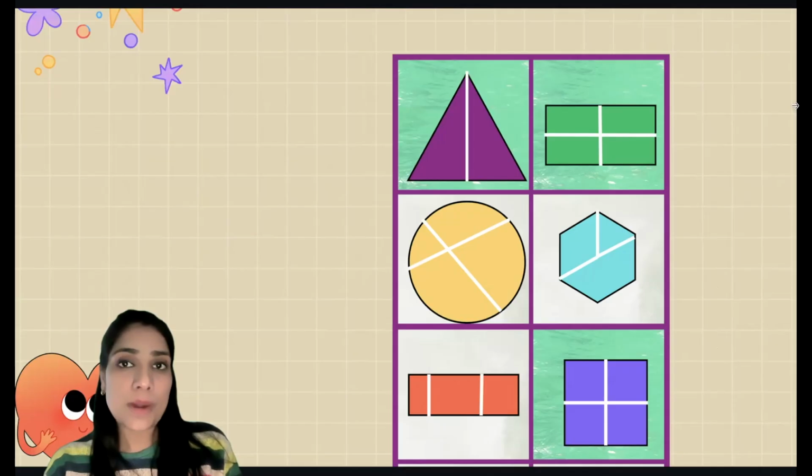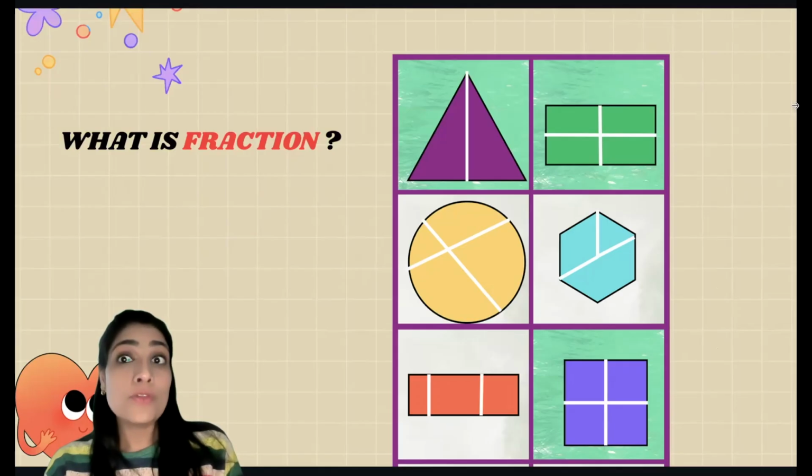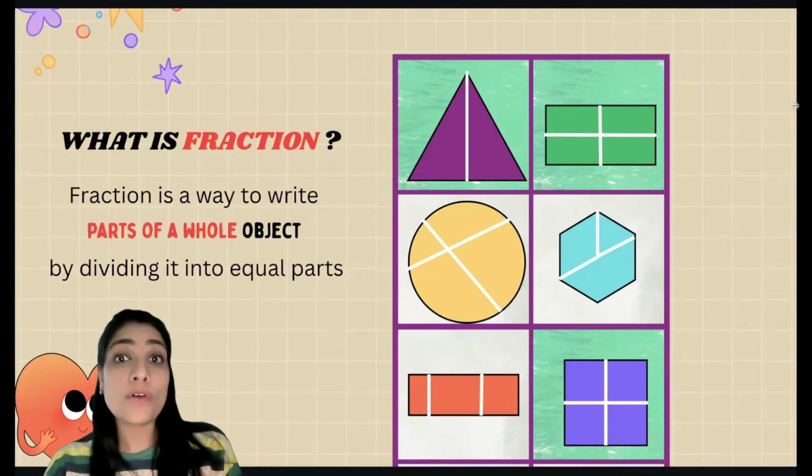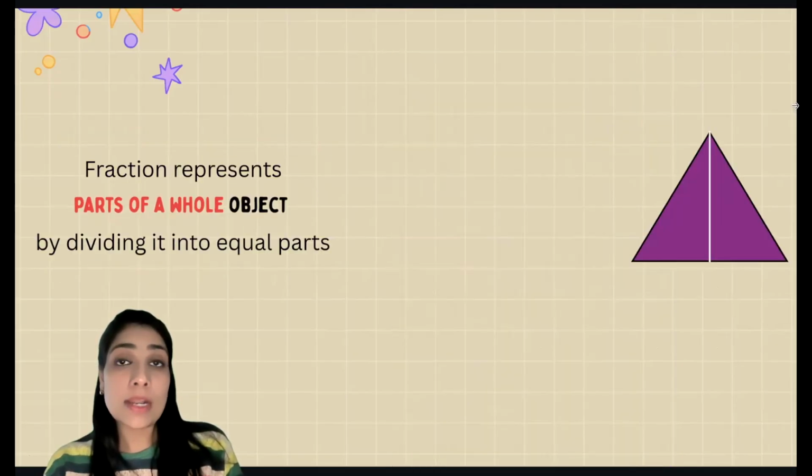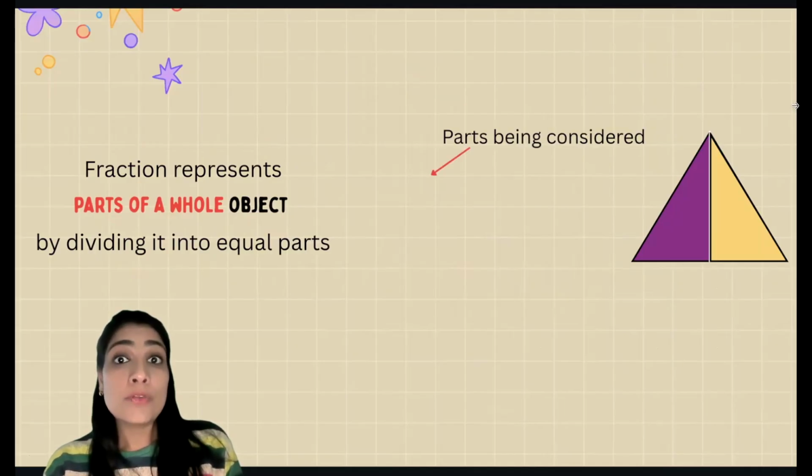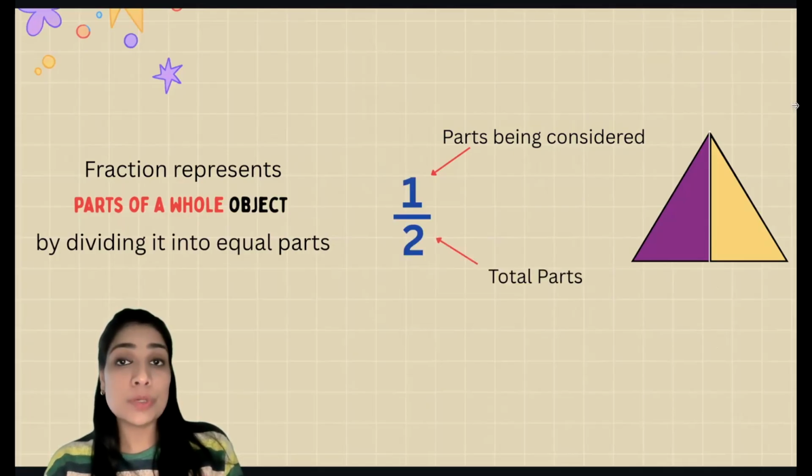But what does equal parts have to do with fraction? And what is a fraction? Well, a fraction is a way to write parts of a whole object by dividing it into equal parts. Say you have a triangle divided into equal parts and you want to represent the yellow part. What do you do? You find the parts being considered. How many parts are being considered here? 1. Out of how many total parts? 2. So you say yellow is half, or 1 out of 2 parts of the total triangle.